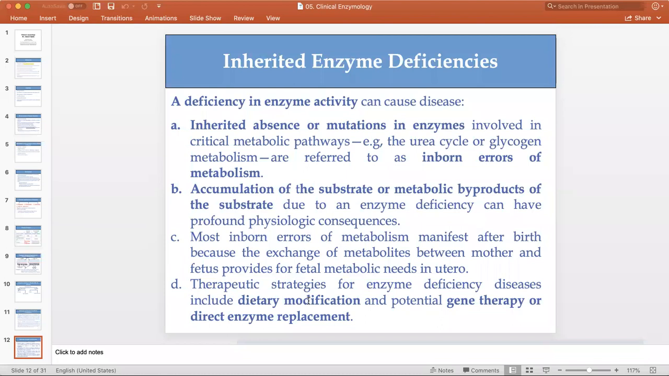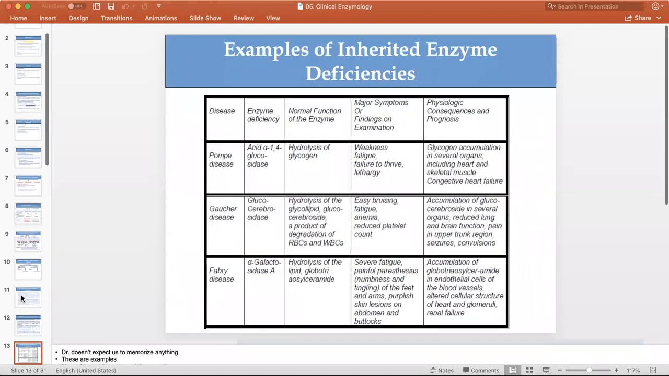And you have to supplement them with the products because they're not able to make the products from this enzyme deficiency. So you have to modify their diet in such a way that you decrease the substrate and you give them the products directly. What are the products? It might depend on the different enzyme that is deficient. What are the other possible treatment options? You can go for gene therapy, or you can directly replace the enzyme in these patients.